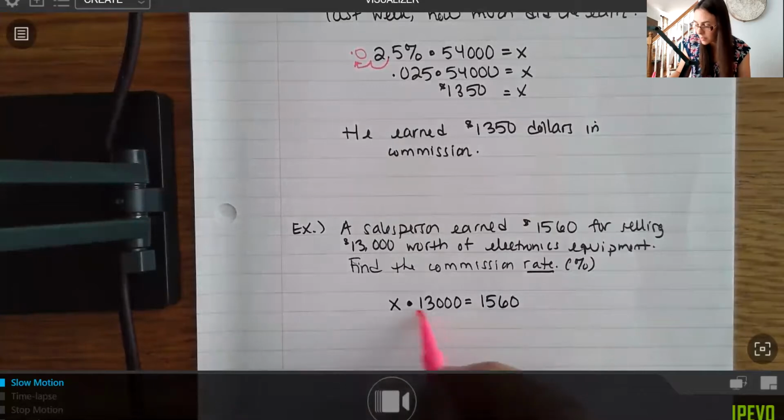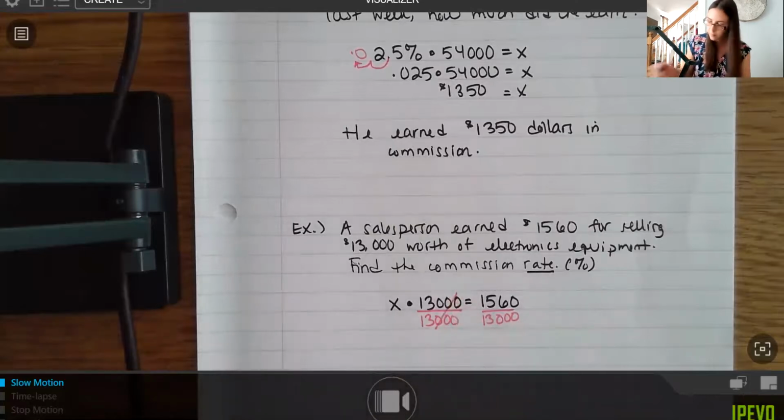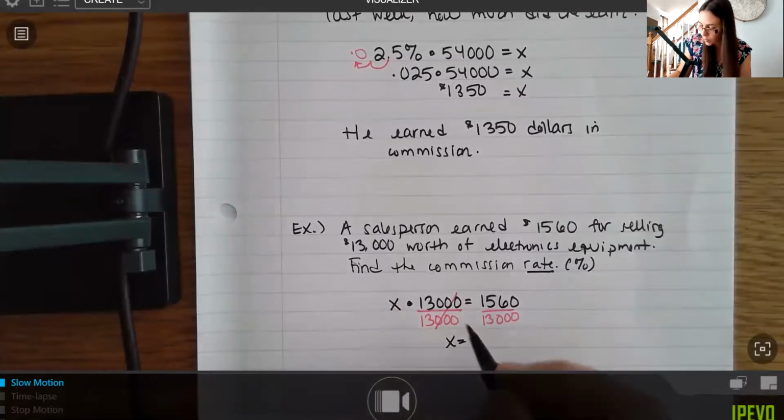To solve this, I'm going to divide both sides by 13,000. And I can also rewrite it with the 13,000 first. I kind of skipped that step here. We get the same answer. And I do get 0.12.